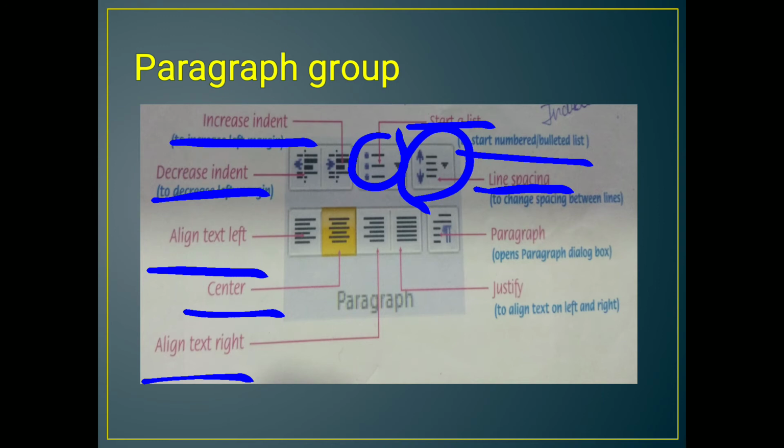The next is paragraph. So, what is the use of paragraph? It opens the paragraph dialog box. Paragraph controls the amount of indentation added to or subtracted from a paragraph when using any of the indentation buttons. First line indent controls the amount of indentation used for the first line of a paragraph, which uses the first line indent paragraph style. So paragraph is used to open the paragraph dialog box.